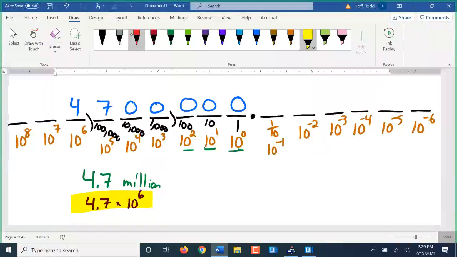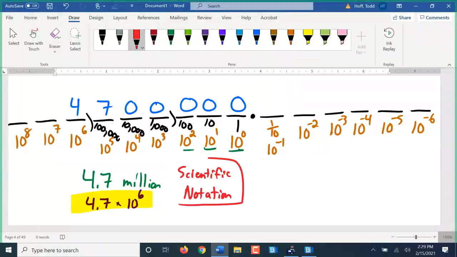To do scientific notation, identify the first non-zero digit in the number. The 4 here. We move our decimal point to be after that first non-zero digit, so we move it there. And then we name the place value of that digit, which was 10 to the sixth. 4.7 times 10 to the sixth.